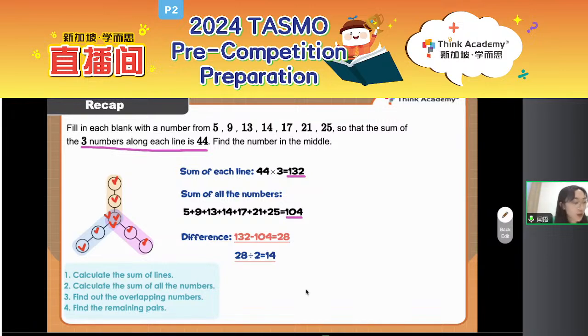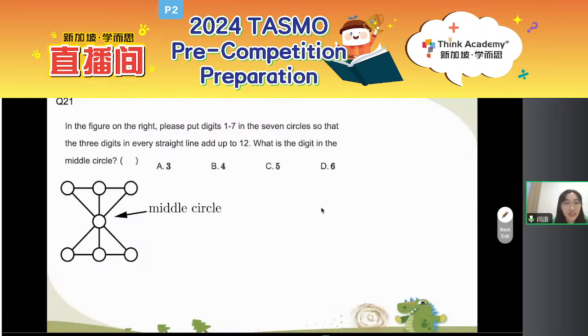So here, everyone, let's have a quick summary. When it comes to the number matrix problem, for the first one, we calculate the sum of lines. For the second one, we calculate the sum of all the numbers given by the question. You compare these two numbers and find the difference. Why is there a difference? Because some numbers are repeated. Then you can figure out the repeated numbers. Okay, good. Then back to the sample paper.